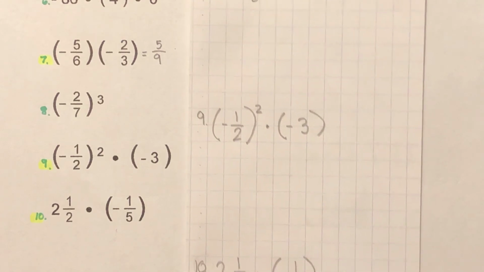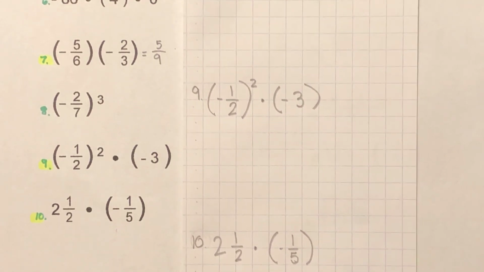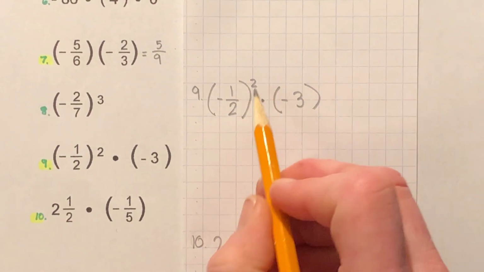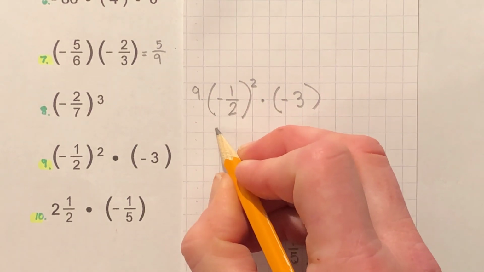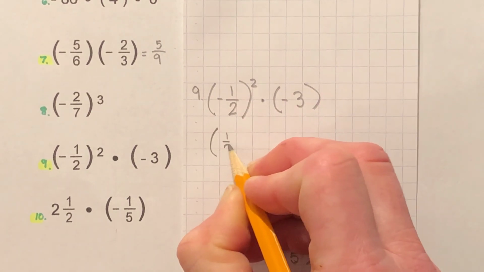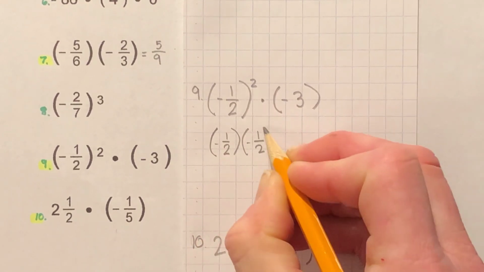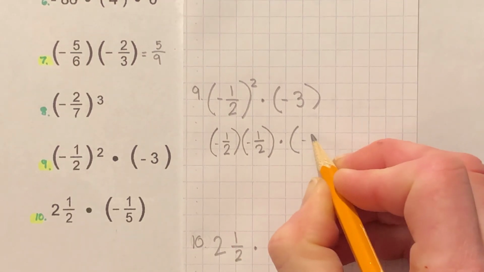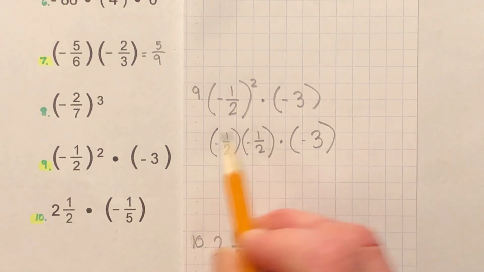Let's look at number 9. Once again, I copied it exactly. The first thing that we need to do is square the negative 1/2. So that's like this: negative 1/2 times negative 1/2 times negative 3. There. Now I'm going to multiply these.